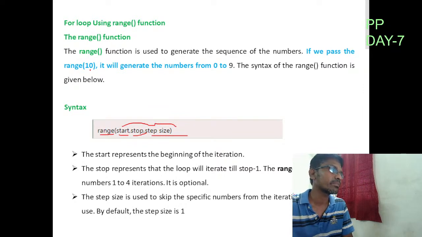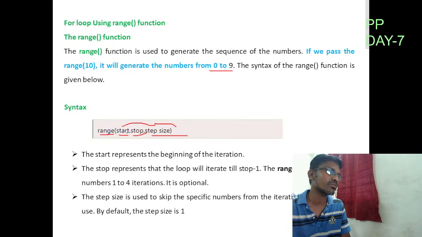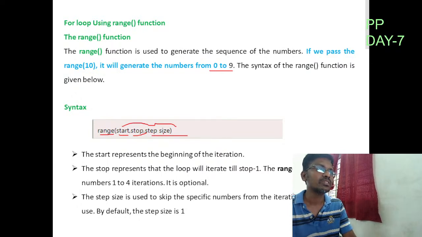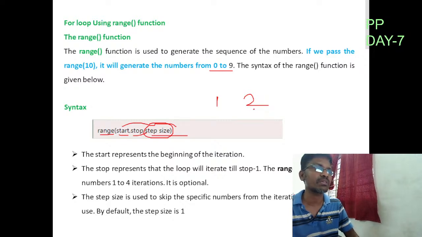So the example is range followed by 10. Then it will generate the numbers from 0 to 9. And for example, if you give range followed by starting number 1, comma, ending number 5, comma, and step size is 1. That means you are saying that at the time of iterating it will be incremented by 1. That is called the step size. Based on the step size, if it is 1, then it will increment by 1. If the step size is 2, then it will increment by 2.